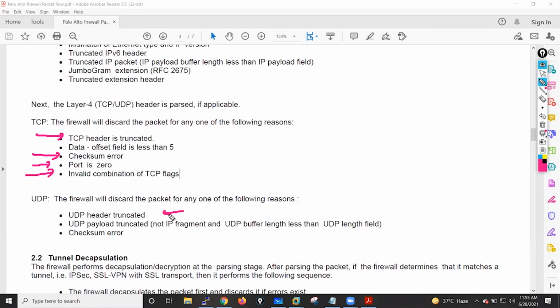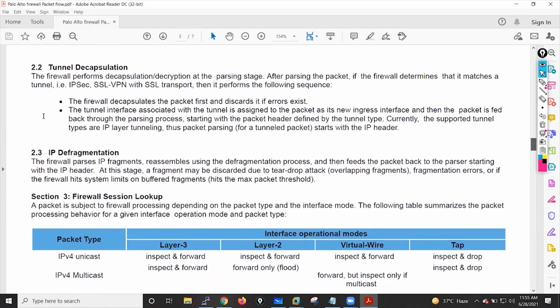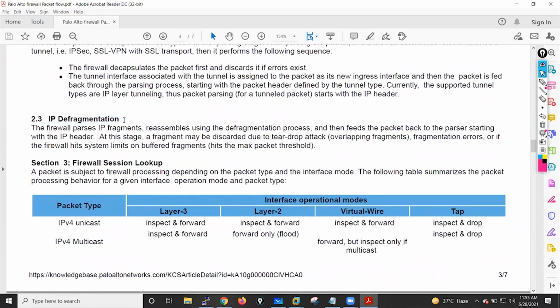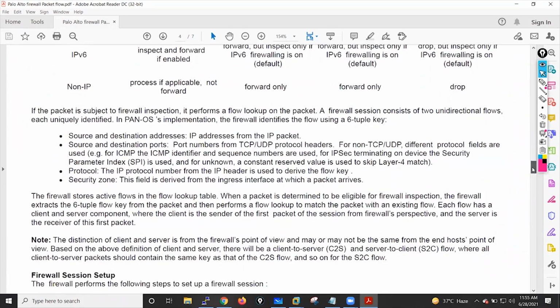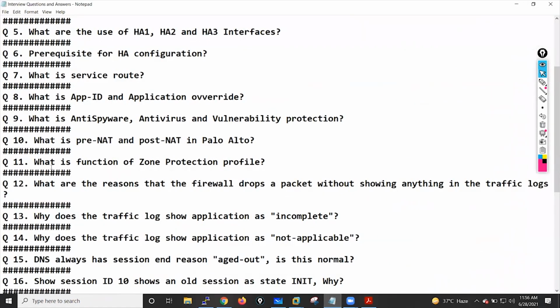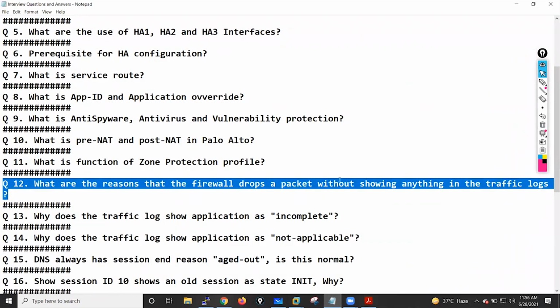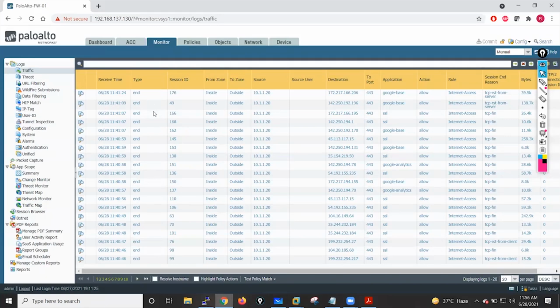A UDP packet will be dropped if you have any issue at the UDP header. So these are the main reasons, and you can remember all of them, guys. IP fragmentation is also a factor. Generally we avoid IP fragmentation, but sometimes we receive wrong fragments or some fragment has been dropped, and these kinds of packets are also dropped by the firewall. So these are the few reasons your firewall will drop the packet silently, and you will not get any kind of traffic logs in your Palo Alto Monitor tab, which is here, guys.